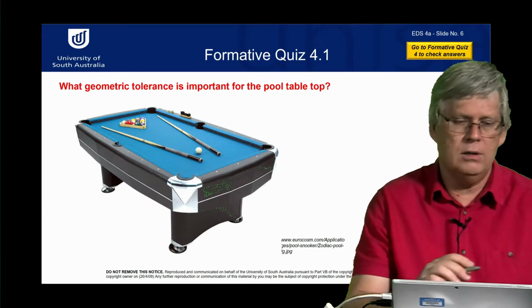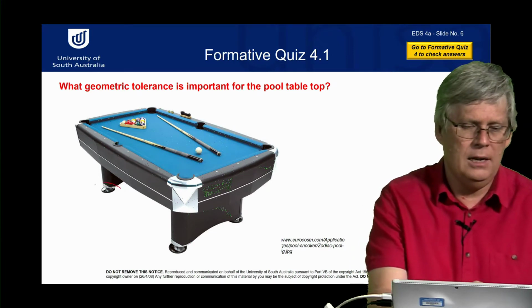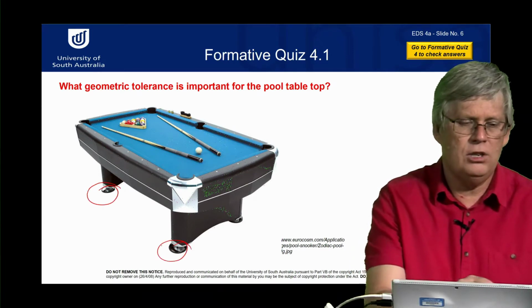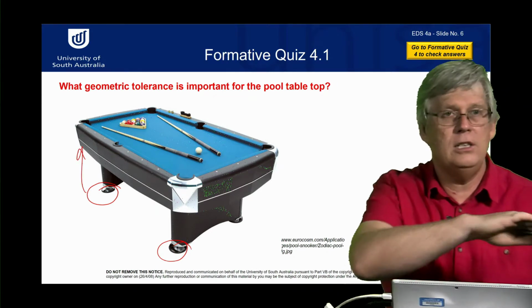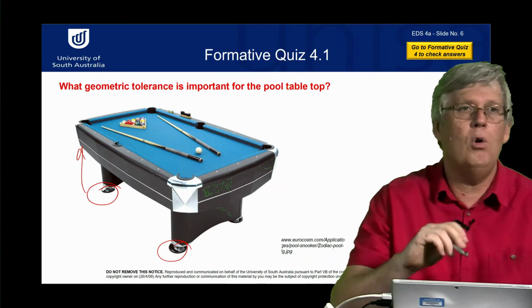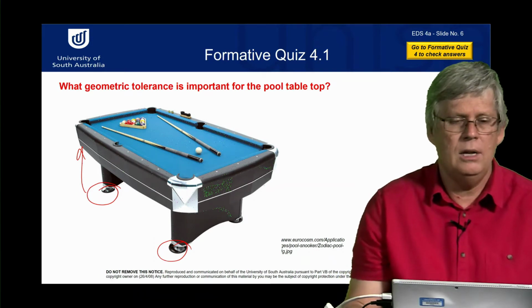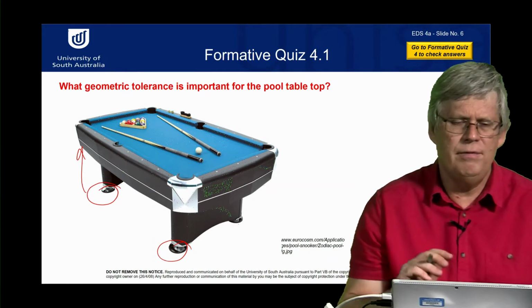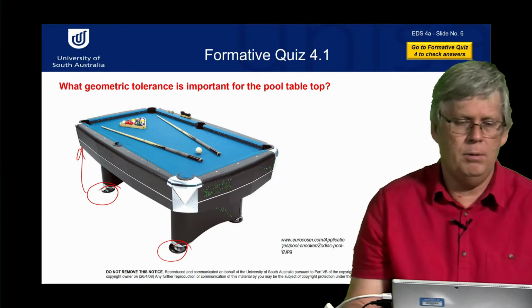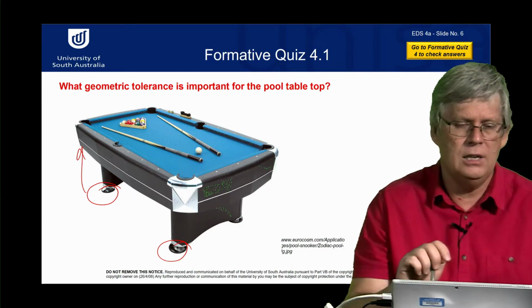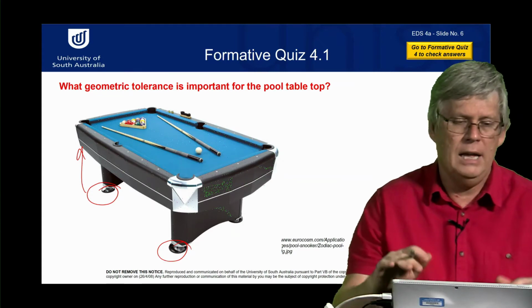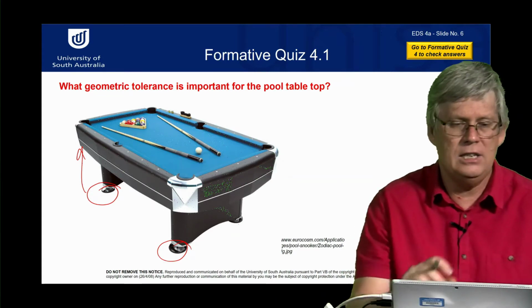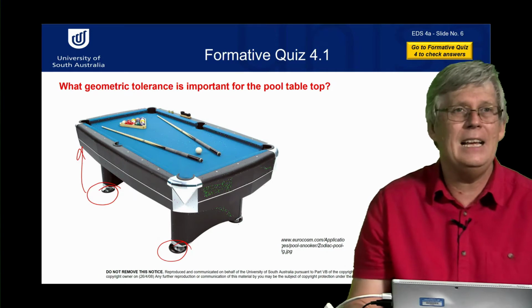Now, there are legs on here, and we can adjust the position and the height to be level at certain places, but it's really that flatness so the ball runs straight. So geometry tolerancing is very important for a pool table. We're after flatness. It's not a function of the leg height; if you balance it out, are there dips, are there curves in that table?